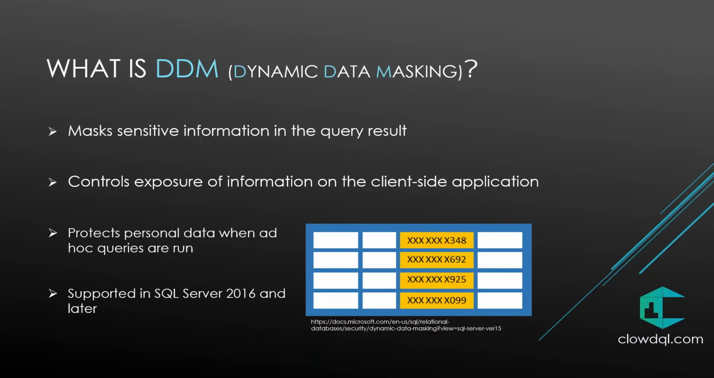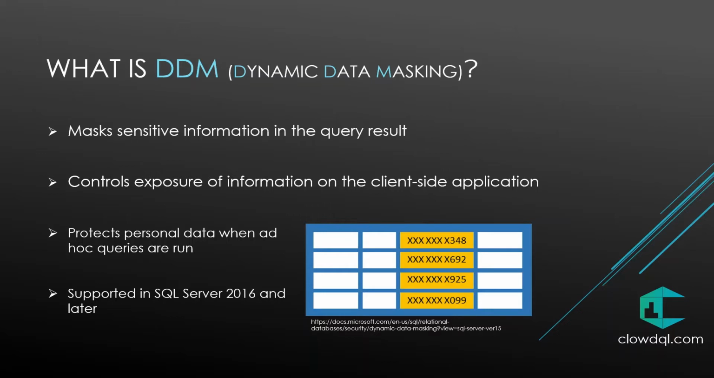For example, when a call center representative uses his client-side application to pull out customers' information, it's probably a good idea to prevent him from viewing some of the sensitive information like the customer's bank account number or credit card number. This is where dynamic data masking can help.